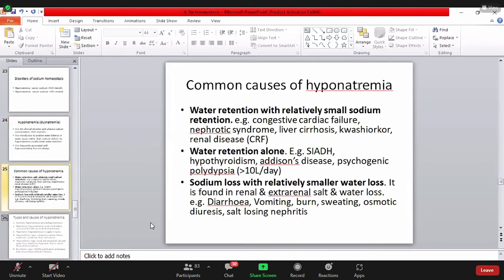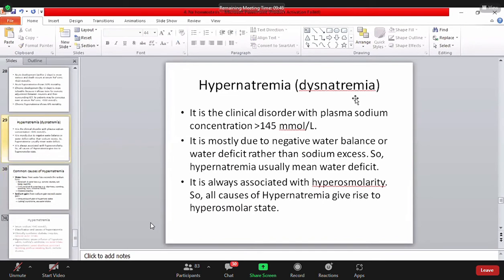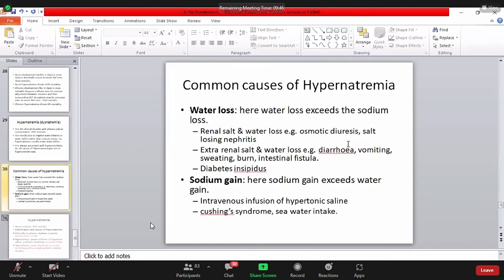And what are the common causes of hyponatremia? Congestive cardiac failure, nephrotic syndrome, liver cirrhosis, kwashiorkor, some renal disease, hypothyroidism, Addison's disease, psychogenic polydipsia, etc. And what are the common causes of hypernatremia? Osmotic diuresis, salt losing nephritis, diarrhea, vomiting, burn, sweating, diabetes insipidus, Cushing syndrome, seawater intake, etc.